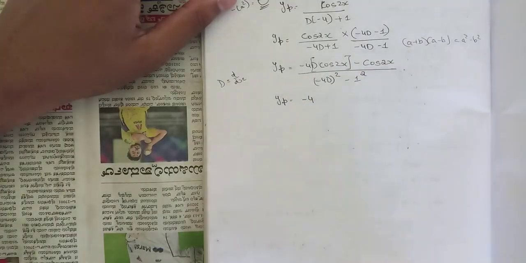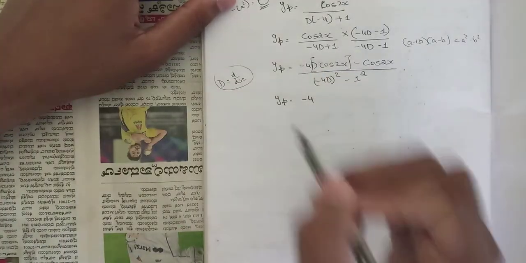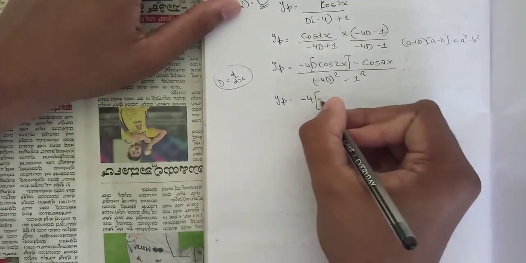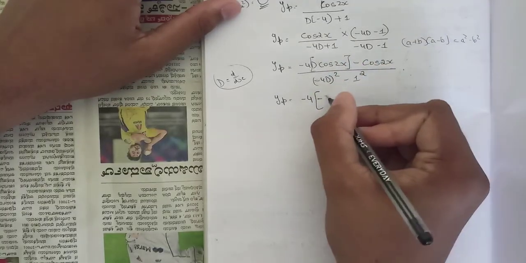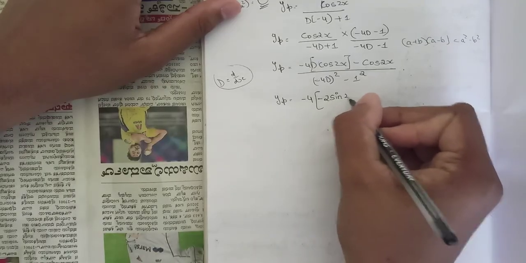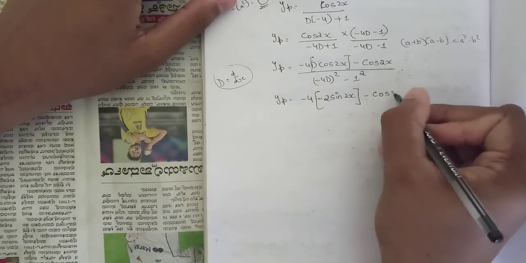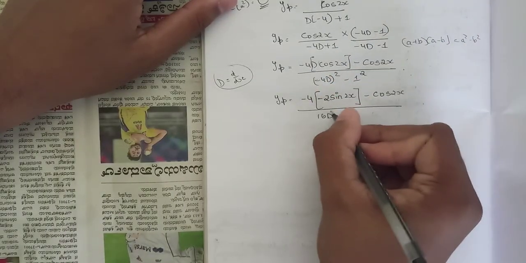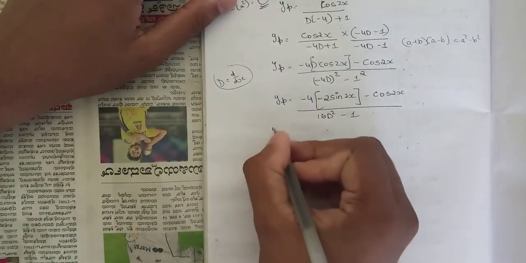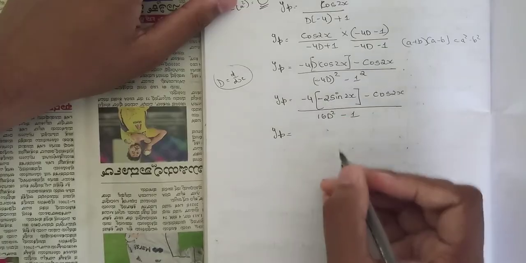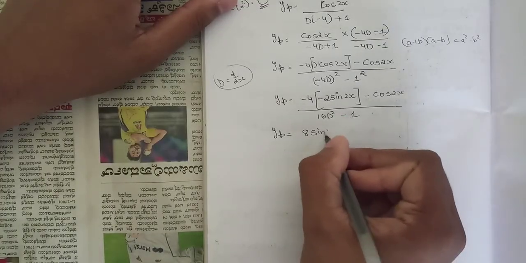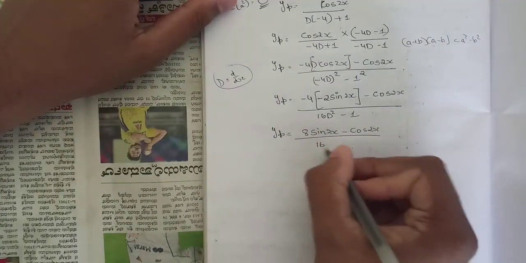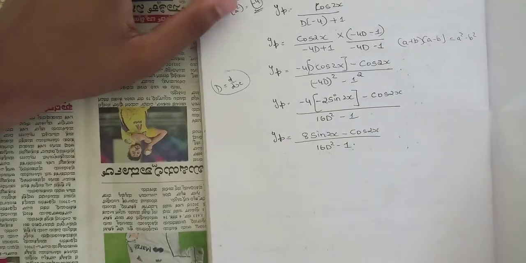So that's it. Now we need to take the differentiation of cos 2x. Whenever there is D into cos 2x, D corresponds to d by dx. So the differentiation of cos is minus sine, along with that we have here 2x. So we write minus 2 sine 2x minus cos 2x divided by (4D) the whole square. 4 square minus 4 square is 16, so 16D square minus 1 square is 1. So yp is equal to minus 4 into minus 2 is 8 sine 2x minus cos 2x divided by 16D square minus 1. Okay.